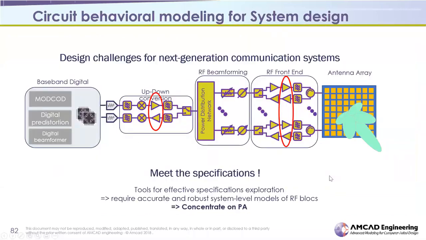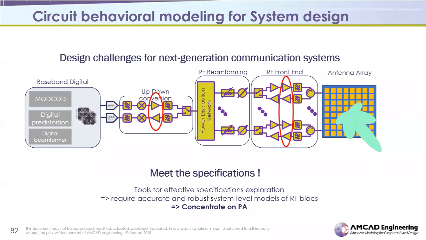So this is the chain. We have the baseband where you have the pre-distortion, the digital beamforming, and the coding. Then we have the up conversion, or the down conversion, depending if it's a receiver or a transmitter. And then we have the beamforming network, where we have the phase shifters and the attenuators. And then we have the RF front end, where we have all the switches, the filters, the mixers, and so on. And of course, the power amplifiers.